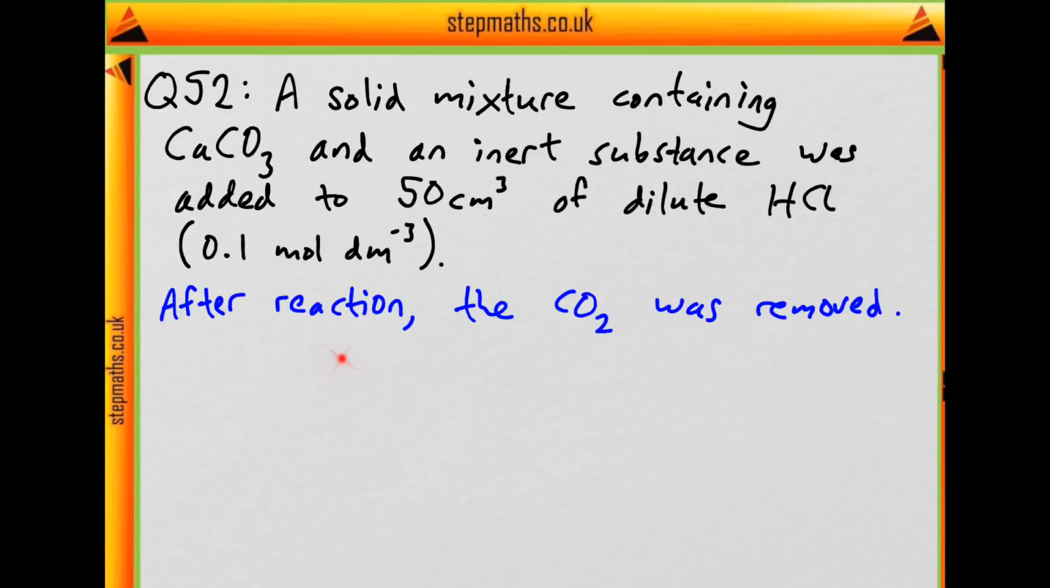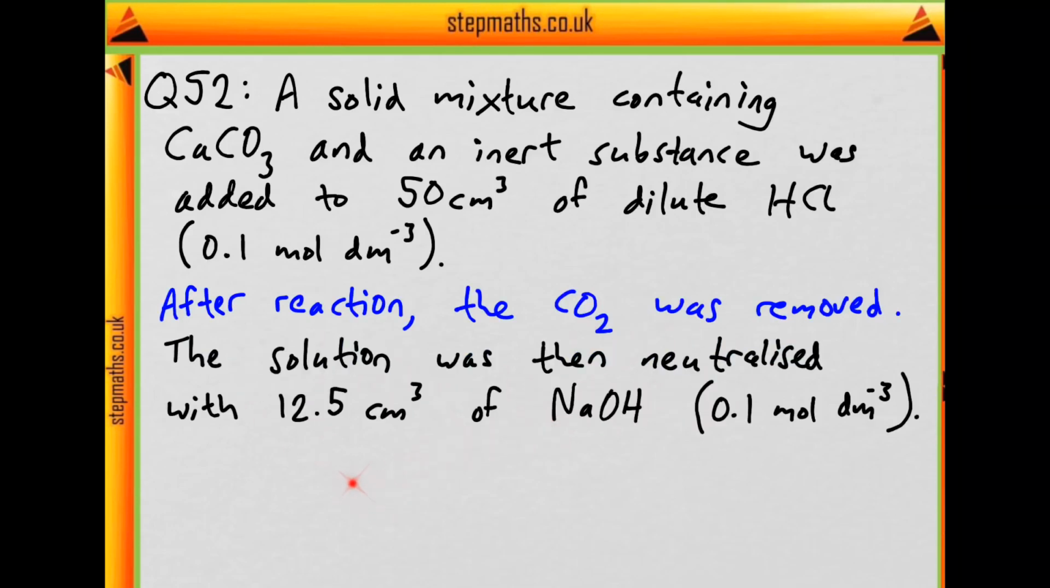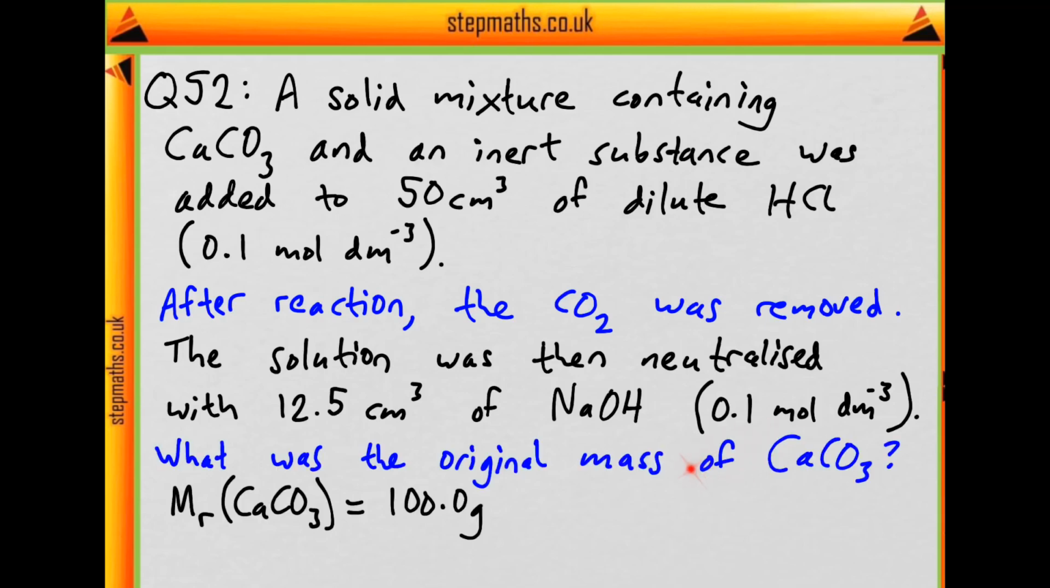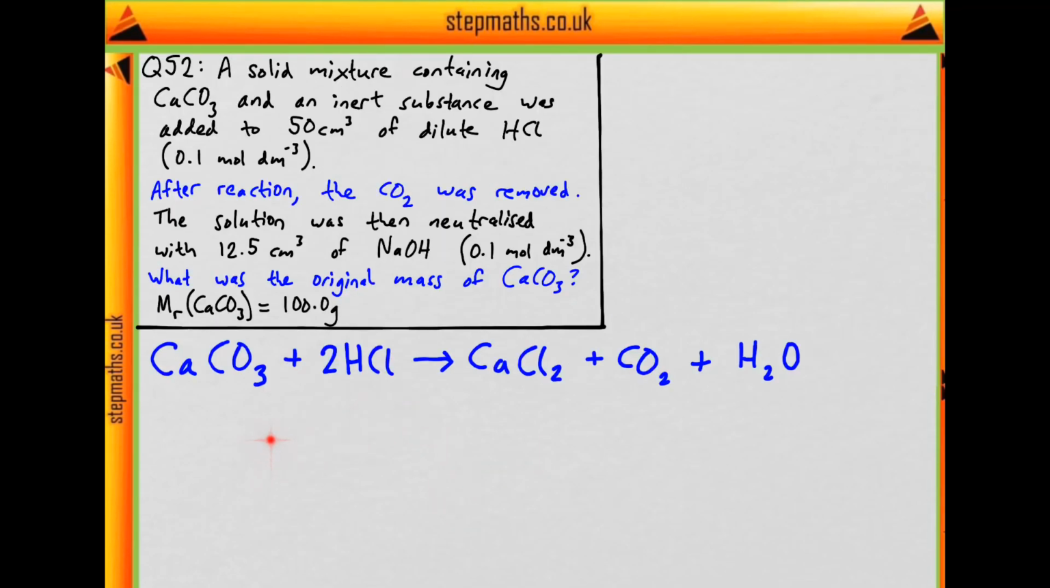You're told that after reaction, the carbon dioxide was removed by heating, and the solution was then neutralized with 12.5 ml of sodium hydroxide, also with a concentration of 0.1 molar. And you're asked what was the original mass of calcium carbonate at the start. The MR is 100 grams for calcium carbonate. You're also given the equation for this reaction. Calcium carbonate plus hydrochloric acid forms calcium chloride, carbon dioxide, and water.